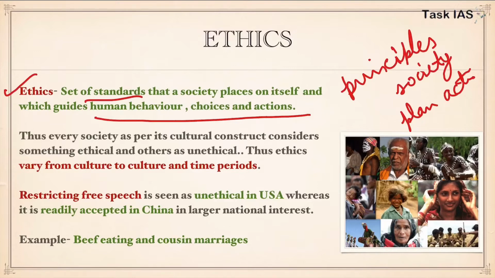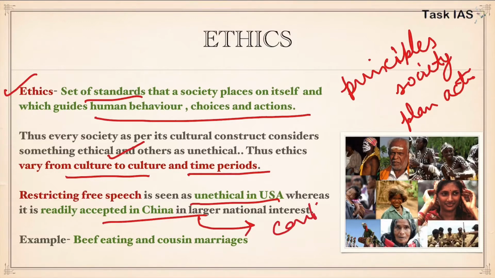These rules, these principles, vary from culture to culture and also from time period to time period. As an example of culture to culture variation, think about free speech, freedom. This right is considered more important in the USA. So if this right is violated, it is considered unethical in the USA, but it is readily accepted in China. You can even correlate this with the COVID-19 data of patients of China. Even now, the credibility of that data is questioned because everyone knows that free speech is restricted in China.